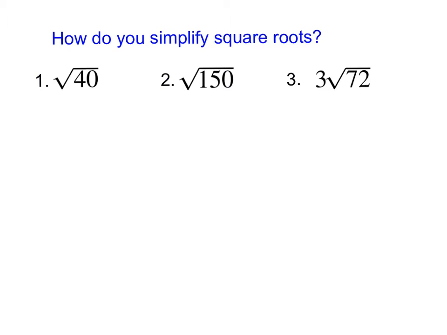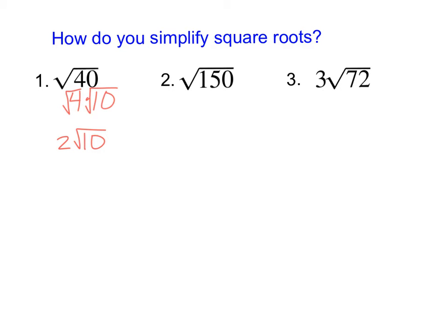All right, let's do a quick review of simplifying square roots. So the idea with square roots, what is the largest perfect square that goes into 40? Hopefully you know it's 4 and 10. The square root of 4 times the square root of 10. Square root of 4 is 2. 2 root 10.